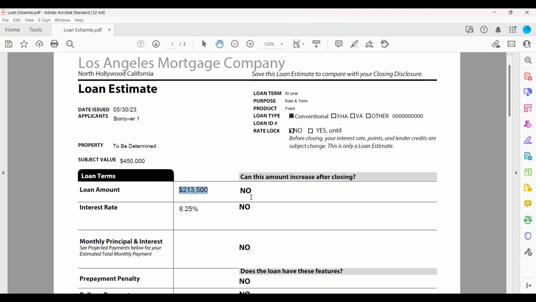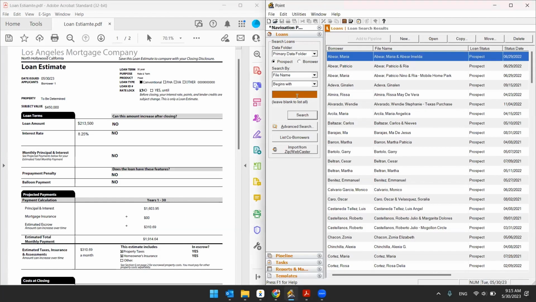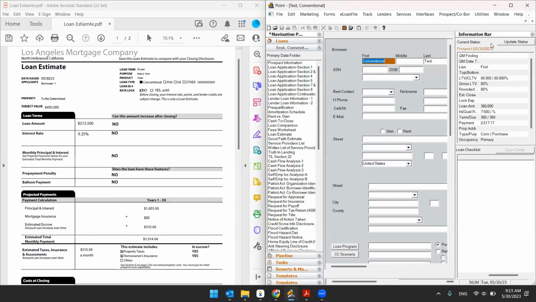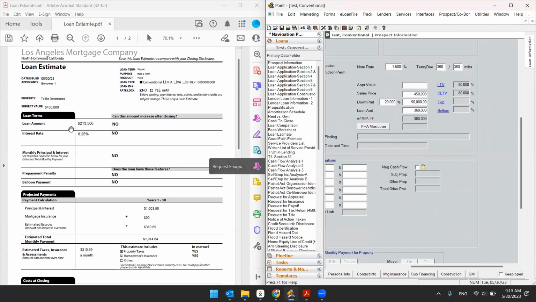This is where you're going to need your 1003 so you can copy the purchase price, rate, payment, and so on. Here we have our Calyx Point system up. We'll go to our test file, conventional test file. So our loan amount is going to be $360,000. These borrowers are going to put 20% down. The rate is going to be 7.5% for today's market.